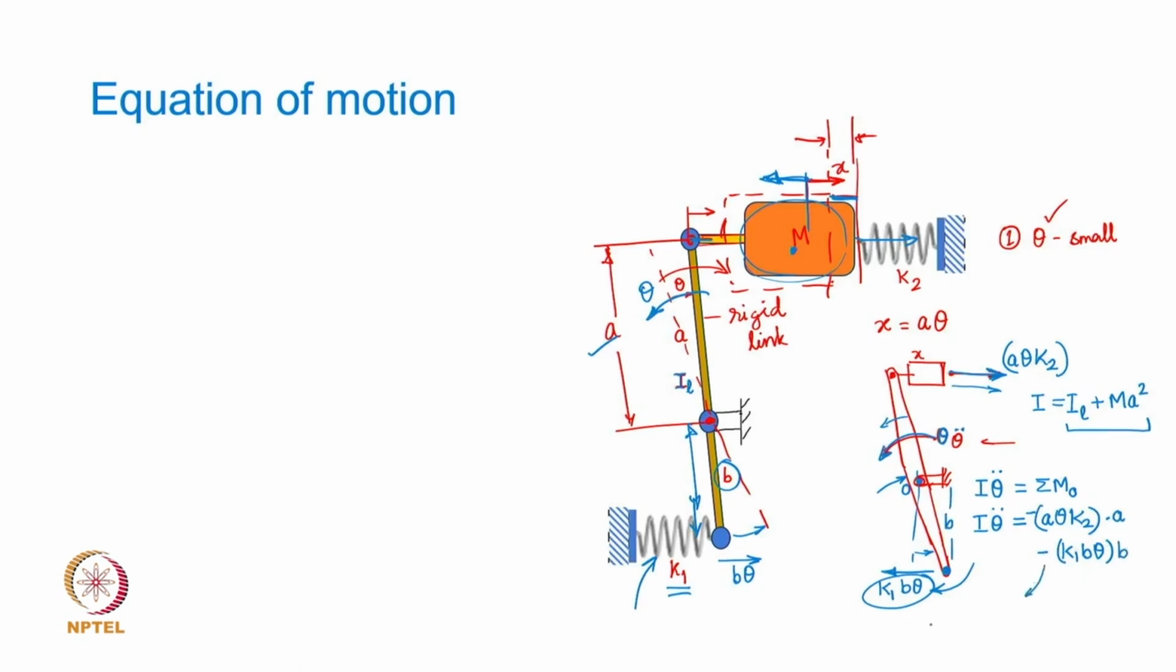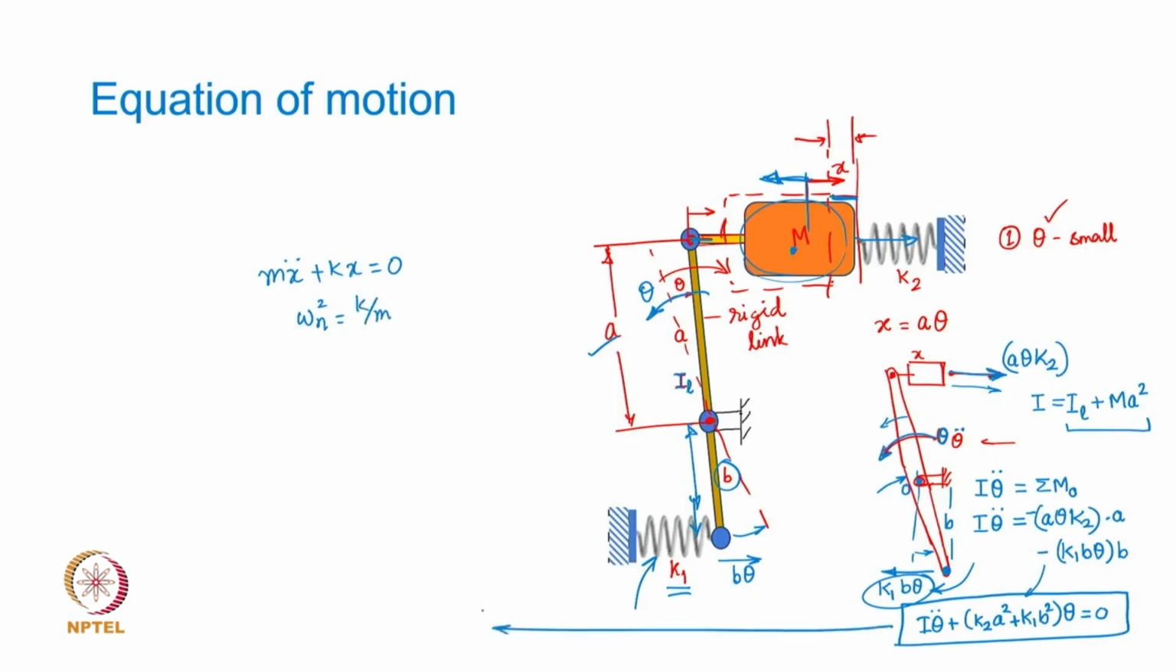So, if I simplify this, this is going to look like I theta double dot plus (k2 a square plus k1 b square) into theta equal to 0. That is going to be the governing equation of motion for this particular system, and obviously this is in the form m x double dot plus k x equal to 0, and we know that that gives us the natural frequency of square root of k over m. And on similar lines, if this is the governing equation of motion, then the corresponding natural frequency in the angular motion of this particular linkage is going to be square root of (k2 a square plus k1 b square) over I, where I is given by this value.